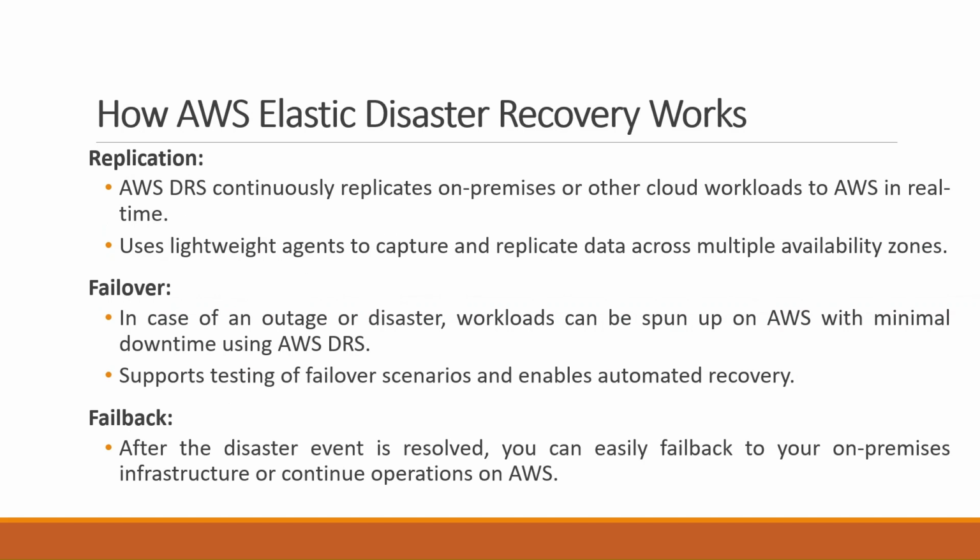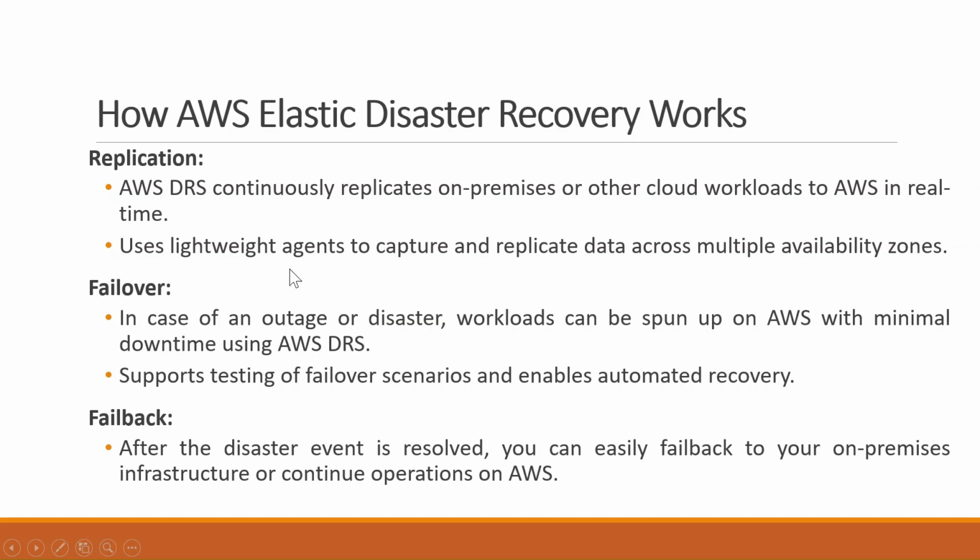Now let's see how AWS Elastic Disaster Recovery works. This service contains three features. The first one is replication, the second one is failover, and the third one is failback.